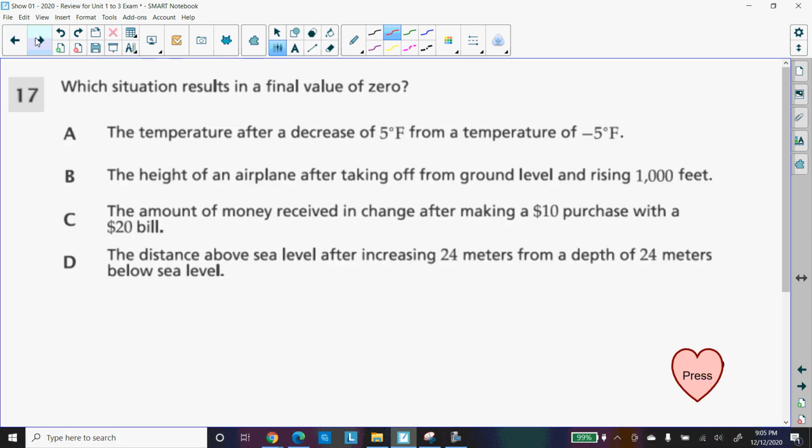All right, here's our last question that I'm going to stop with. So which situation results in the final value of 0? All right, so we got a temperature decreases. Decreases means goes down.